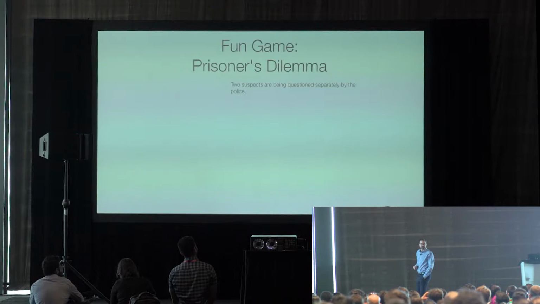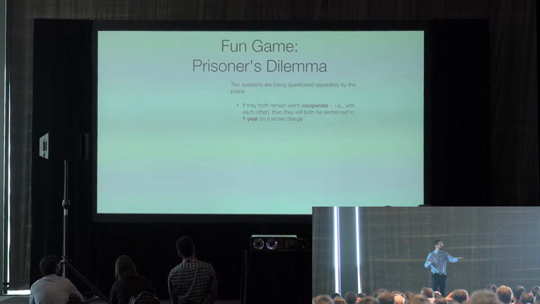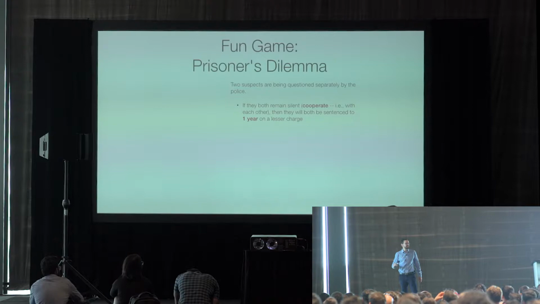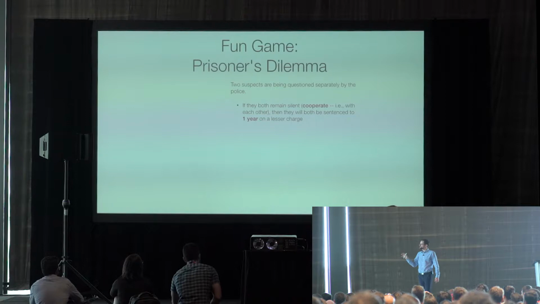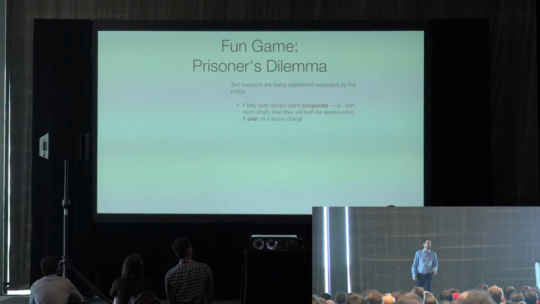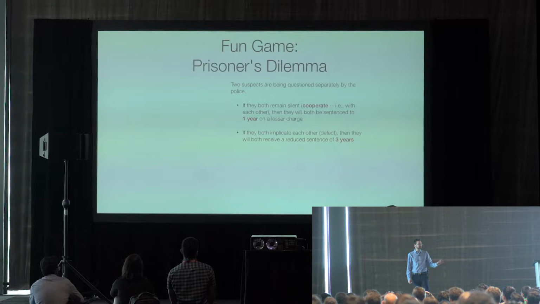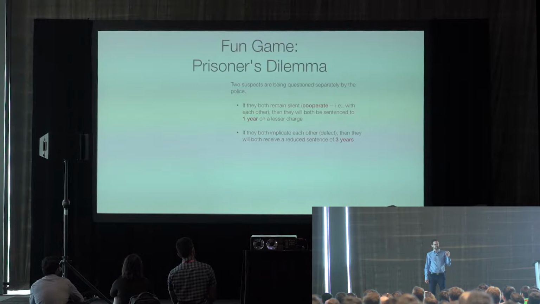Here's how it works. They're both totally guilty, by the way, okay? The cops don't know that, but we do. If they're both silent, if they both cooperate with each other, not with the police, then they're going to get sentenced to a year in jail just on some lesser charge, jaywalking or something. The cops will be mad, so they'll try and get them on something. If they both implicate each other, we're going to call that defecting. They're defecting against each other. If they implicate each other, then they're both going to get a reduced sentence.